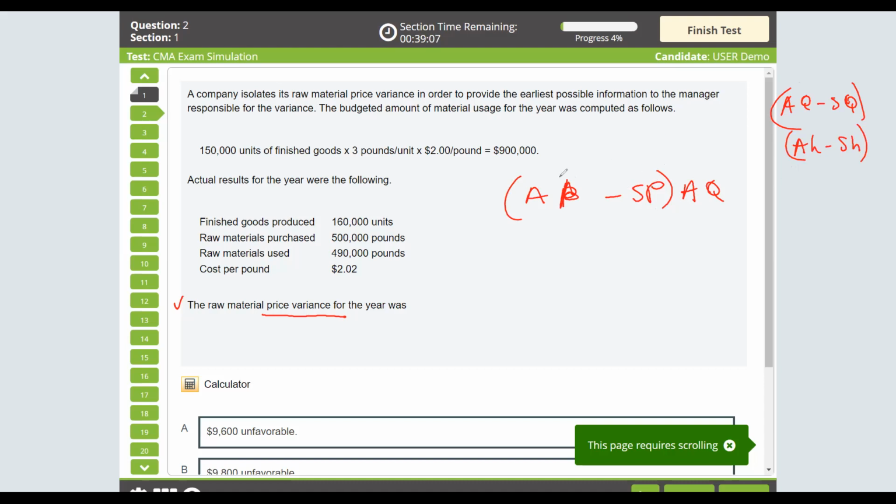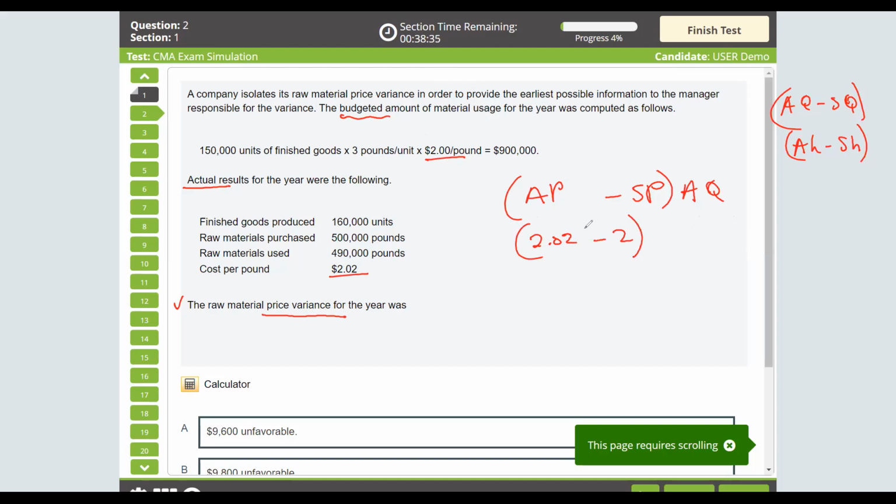Now, let's continue here with AP minus SP, let me rewrite this and make it look a little bit prettier. So AP minus SP multiplied by AQ. So what is our actual price? We know the actual price is 2.02, minus the standard price up here, which is the same as budgeted. So we get $2 per pound.